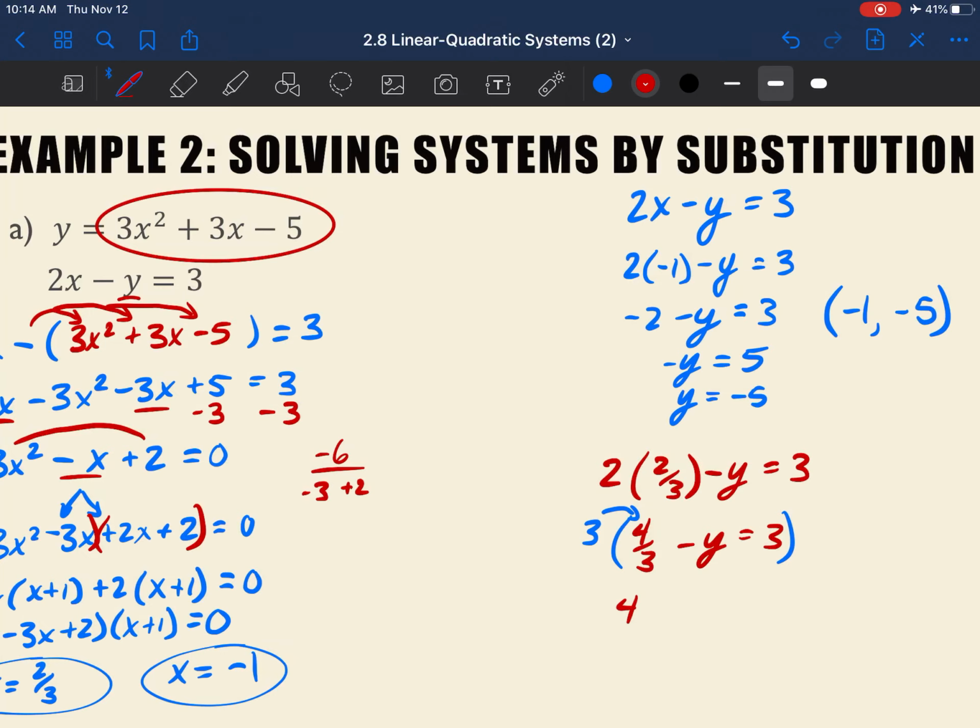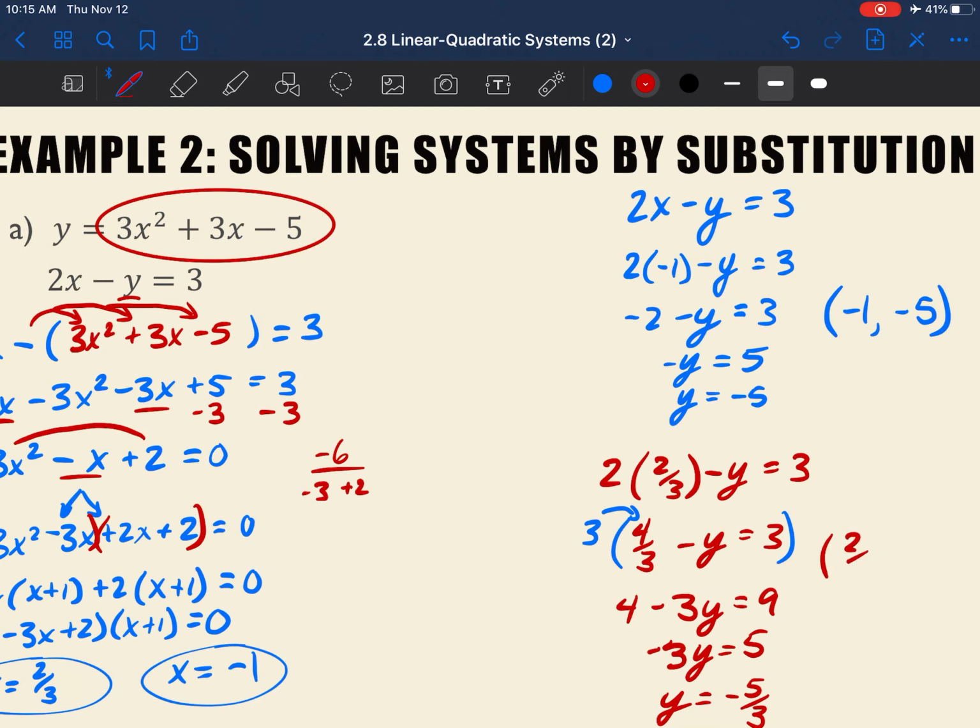And then distribute to the y, so that would be minus 3y, and distribute to the 3, so that equals 9. Now that the fraction's gone, now it's an easy equation to solve. Minus the 4 on both sides, so negative 3y equals 5. Divide both sides by negative 3, so y equals negative 5 thirds. So there's your other solution.